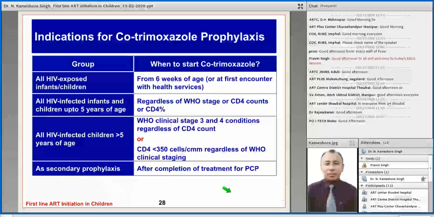All HIV-infected children, if more than 5 years of age, we give co-trimoxazole prophylaxis if WHO clinical staging is 3 and 4, regardless of CD4 count, or if the CD4 count is less than 350 cells per cubic millimeter, regardless of the WHO staging. And the secondary prophylaxis after the treatment of PCP. And this is regarding co-trimoxazole prophylaxis in children living with HIV during treatment with ART. Next.